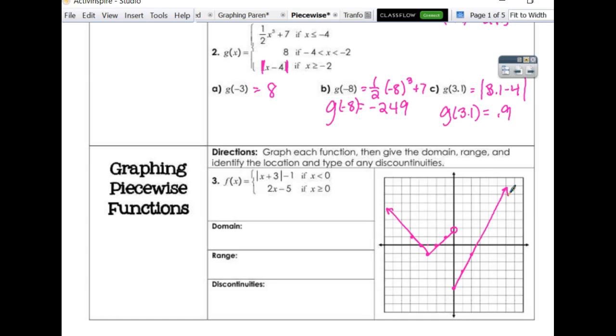So, what's the domain here? It's going to be all of them, right? Negative infinity to infinity. But what's the range? What's the bottom? -5 to infinity, and the -5 gets a bracket. Is there a jump? Where?